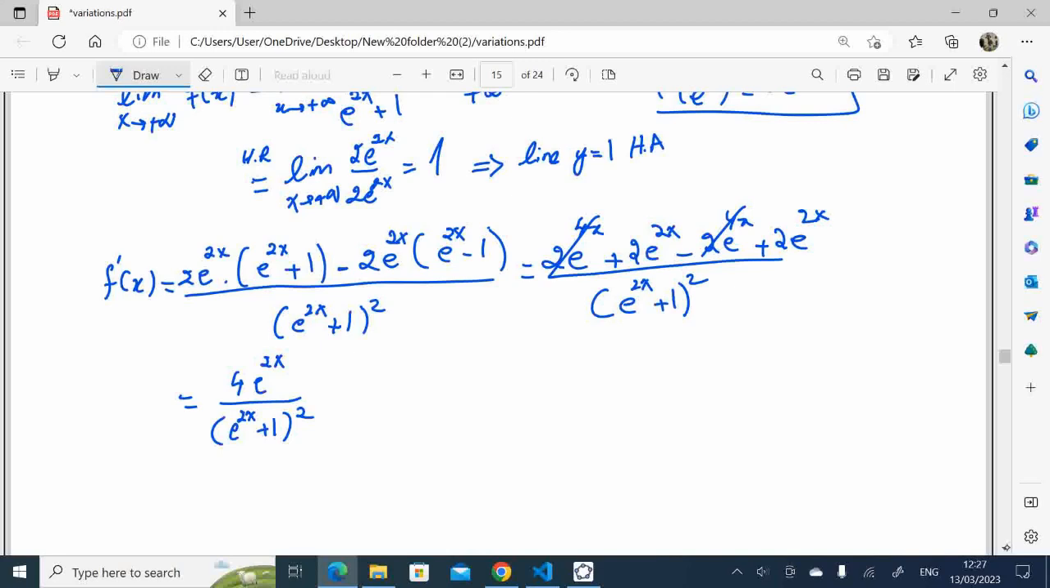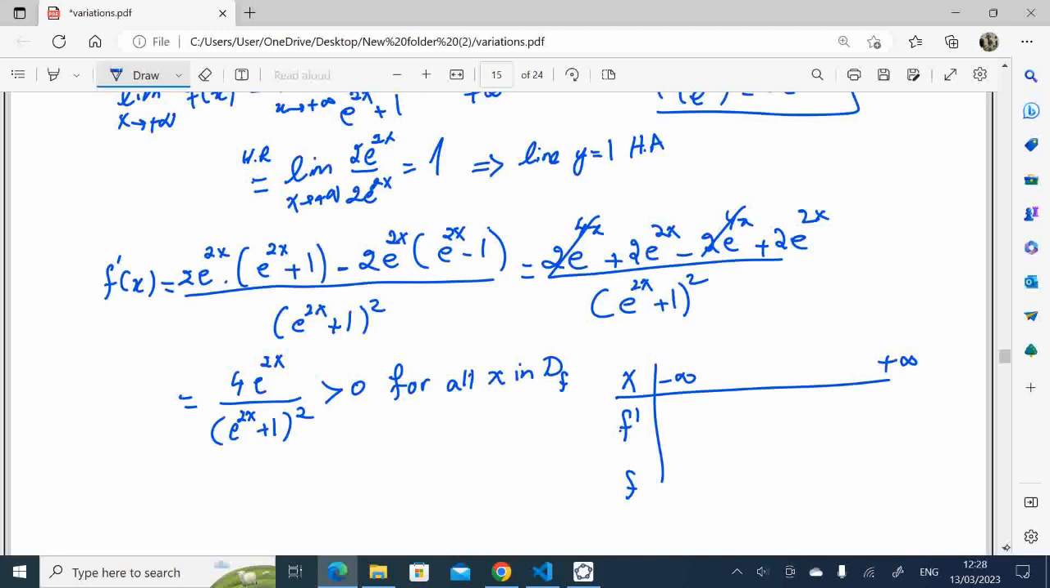Now since e^x is strictly positive, times 2 it's positive, over something squared which is positive, so this is strictly positive for all x in the domain. Hence, the table of variation for this function will be: this is x, this is f prime, and this is f. The domain is minus infinity to plus infinity. F prime, we said it's strictly positive over the domain. Hence f is strictly increasing.